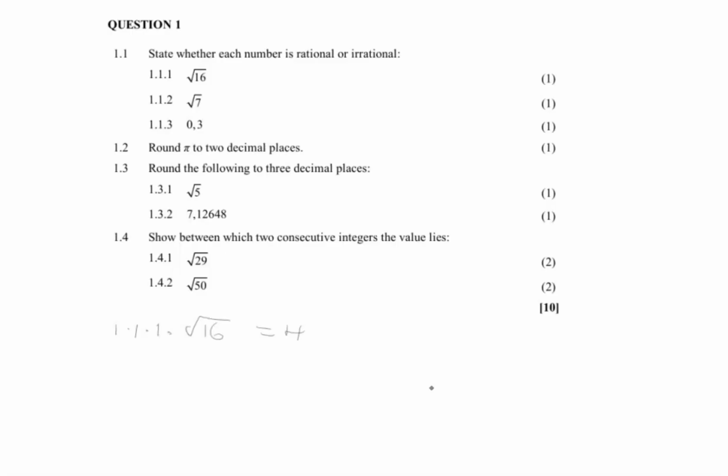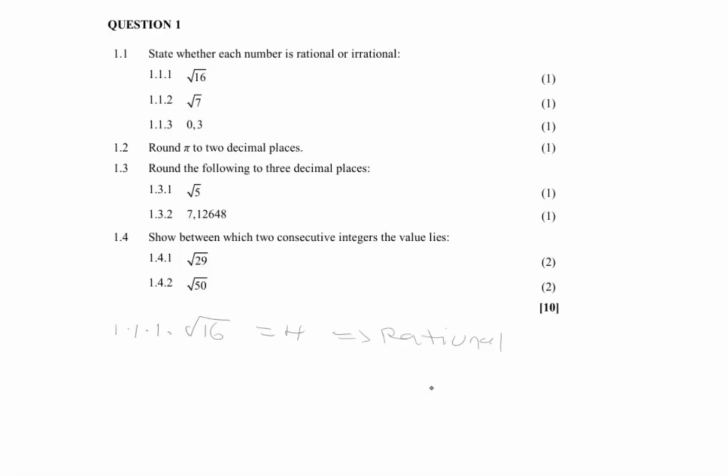We know that 4 is a real number, and it can be a natural number, a whole number, and an integer. And this number is rational. Why is it rational? Because it can be written as a fraction. 4 as a fraction can be written as what? 4 over 1, which is the same as 4. So the square root of 16 is rational.